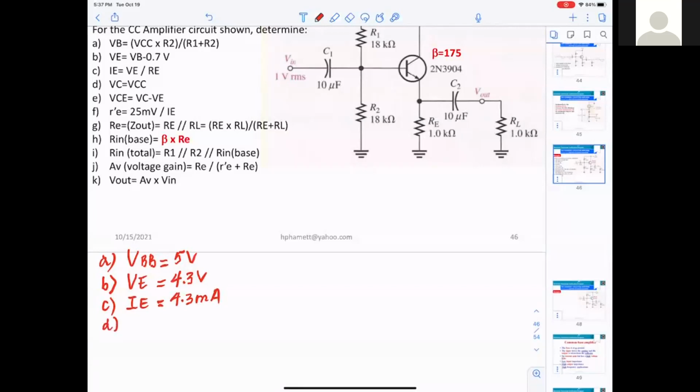Okay, VC is 10 volt. VCE will be VC minus VE, right? Yes. 10 minus 4.3, which is 5.7.